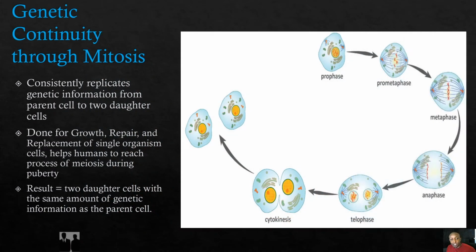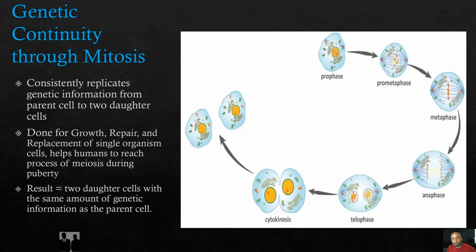Look at genetic continuity through mitosis. It consistently replicates genetic information from parent cell to two daughter cells, and is done for growth, repair, and replacement of single organism cells. It helps humans to reach the process of meiosis during puberty, and this is critical for humans to be able to reproduce offspring.